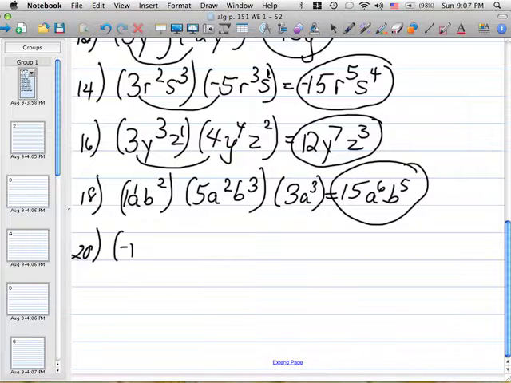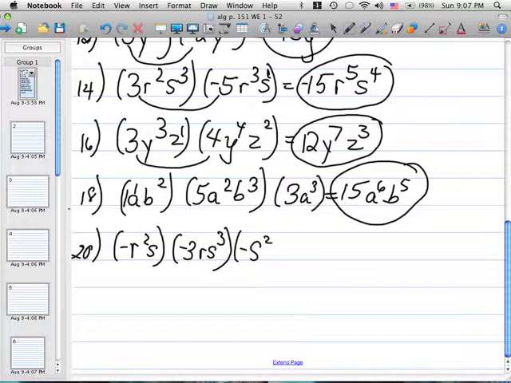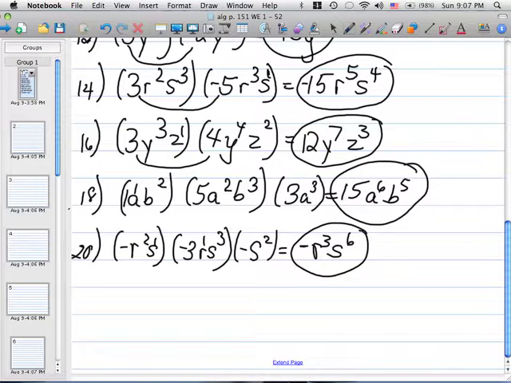Problem number 20. Negative r squared s times negative 3rs cubed times negative s squared. Negative times negative times negative is 3 negatives, so the answer has to be negative. R, we have 2 plus the 1 makes 3. S, 1 plus 3 is 4 plus 2 is 6. So it's negative r cubed s to the 6th.